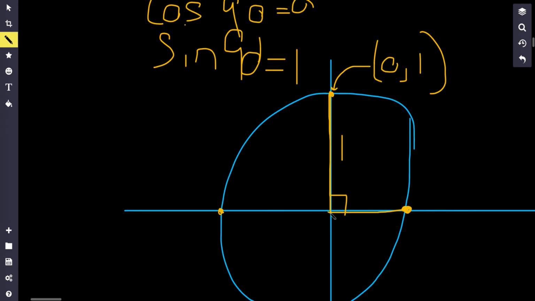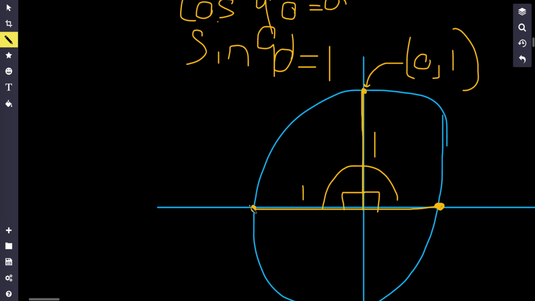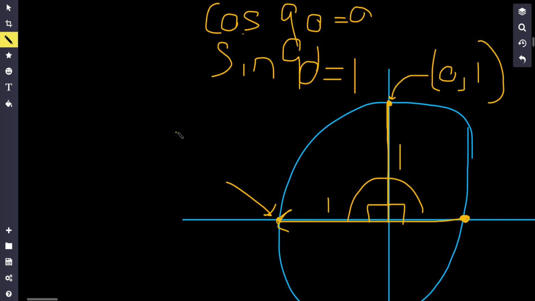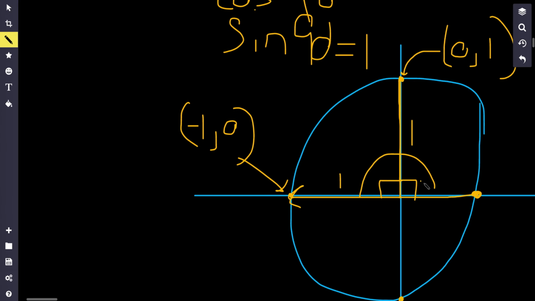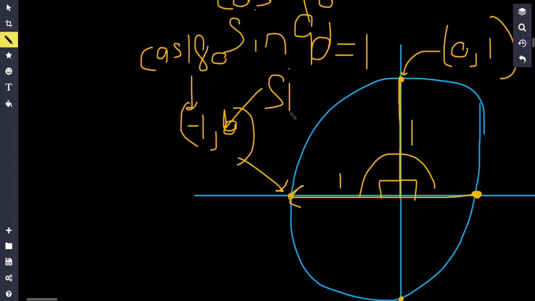If you have an angle of 180 degrees, notice how you're going 1 unit to the left. So this point right over here would have the coordinates (-1, 0). So that means if I were to create a 180-degree angle, cosine of 180 would be -1, because that's the x value. Sine of 180 would be 0, because it's the y value.